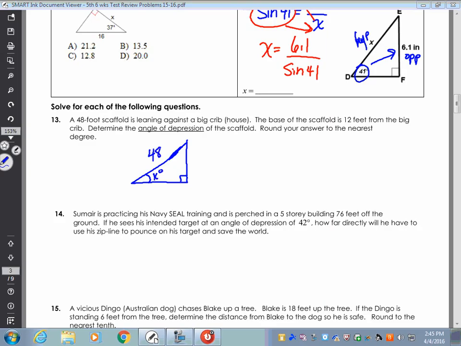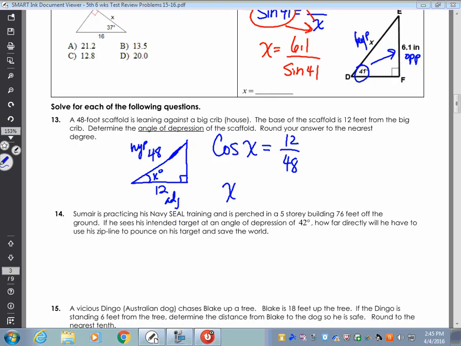48 feet, we did this one as a warm-up as well. The base of the scaffolding from the crib is the base, so that's 12 feet, that's at the bottom. This would be adjacent. And hypotenuse, remember you write the trig, because cosine of the angle, which is x, equals adjacent 12 over 48. And when x is on the inside of the triangle, you have to do what?